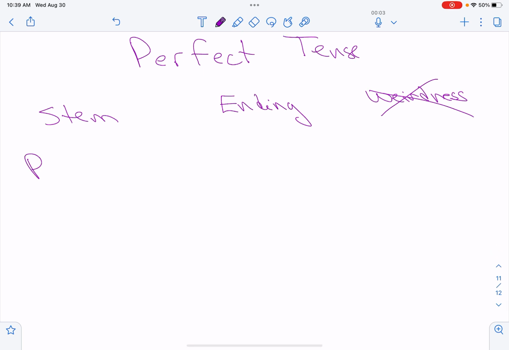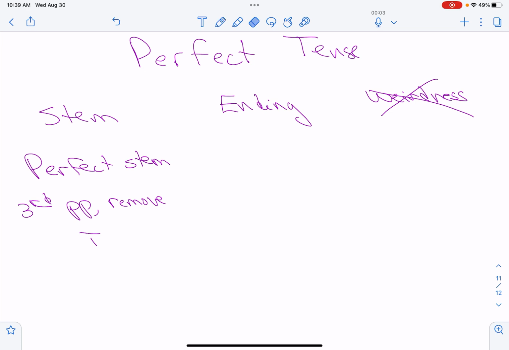So the stem is going to be the perfect stem, which remember is the third principal part, remove the I. The endings are going to be i, isti, it, imus, istis, erunt. So again, if your teacher takes long marks seriously, there's one on the first person, there's one on the end of the second person, and then there's one on this E.